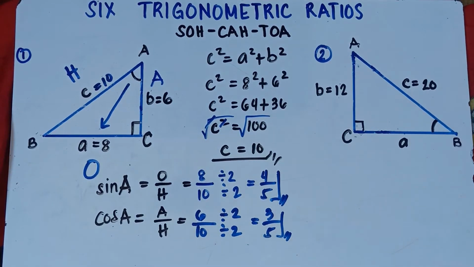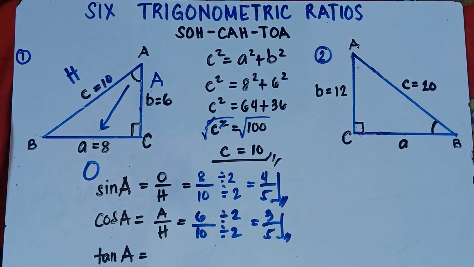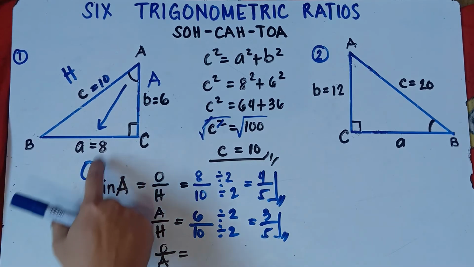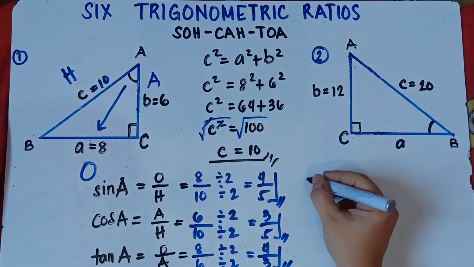So let's have tangent. So tangent A. So for tangent, TOA, opposite over adjacent. And our opposite is, once again, 8. Our adjacent is 6. So 8 over 6. Can we reduce? Yep, we can divide this one by 2. 8 divided by 2 is 4. 6 divided by 2 is 3. That's it, class. That's the answer for the tangent. 4 over 3. So next, CSC A.